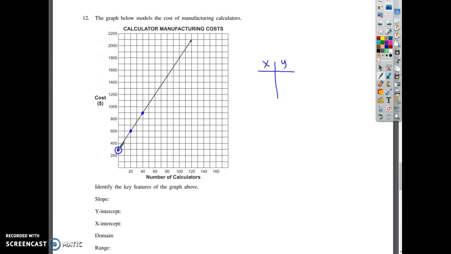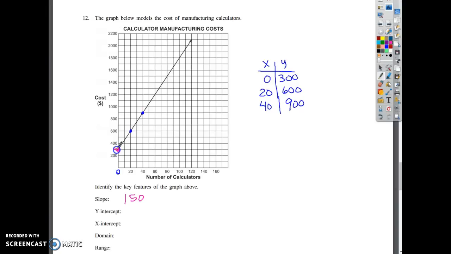What point is this? 0, 300. What point is this? 20 and 600. And what point is this? 40 and 900. So tomorrow on the test, you guys would do stat and get the equation to find the slope, which is 150. So the slope of this one would be 150 if you put it in stat and get the equation. What's the y-intercept?